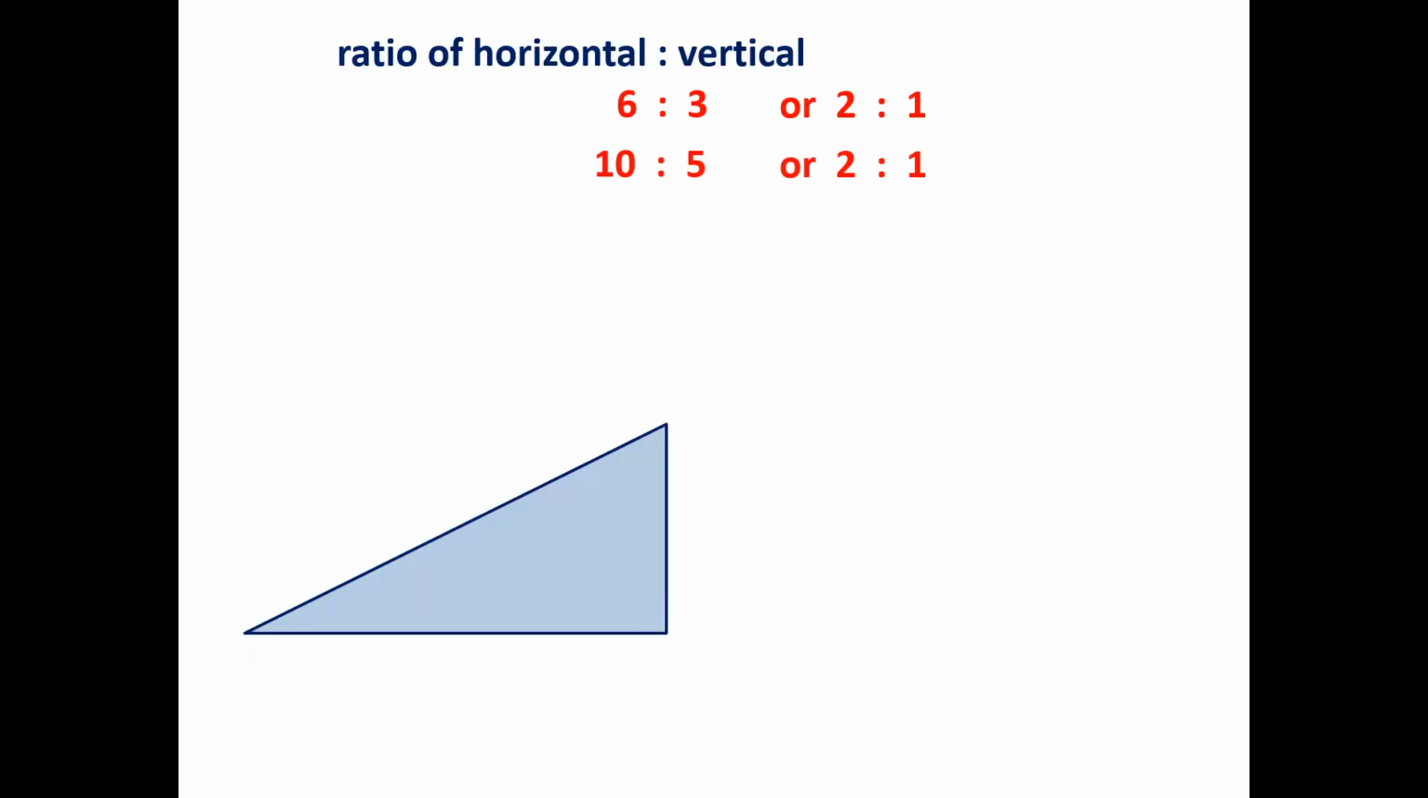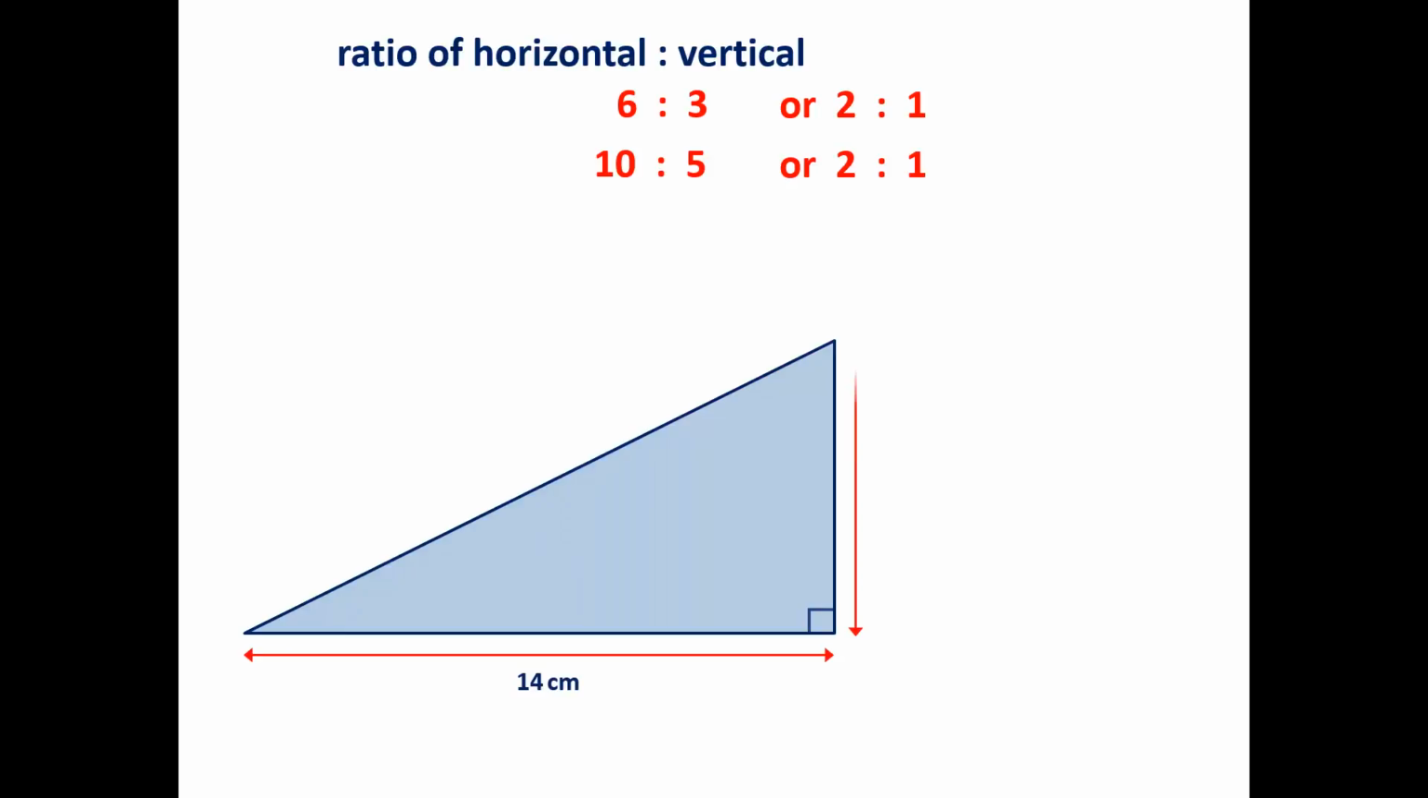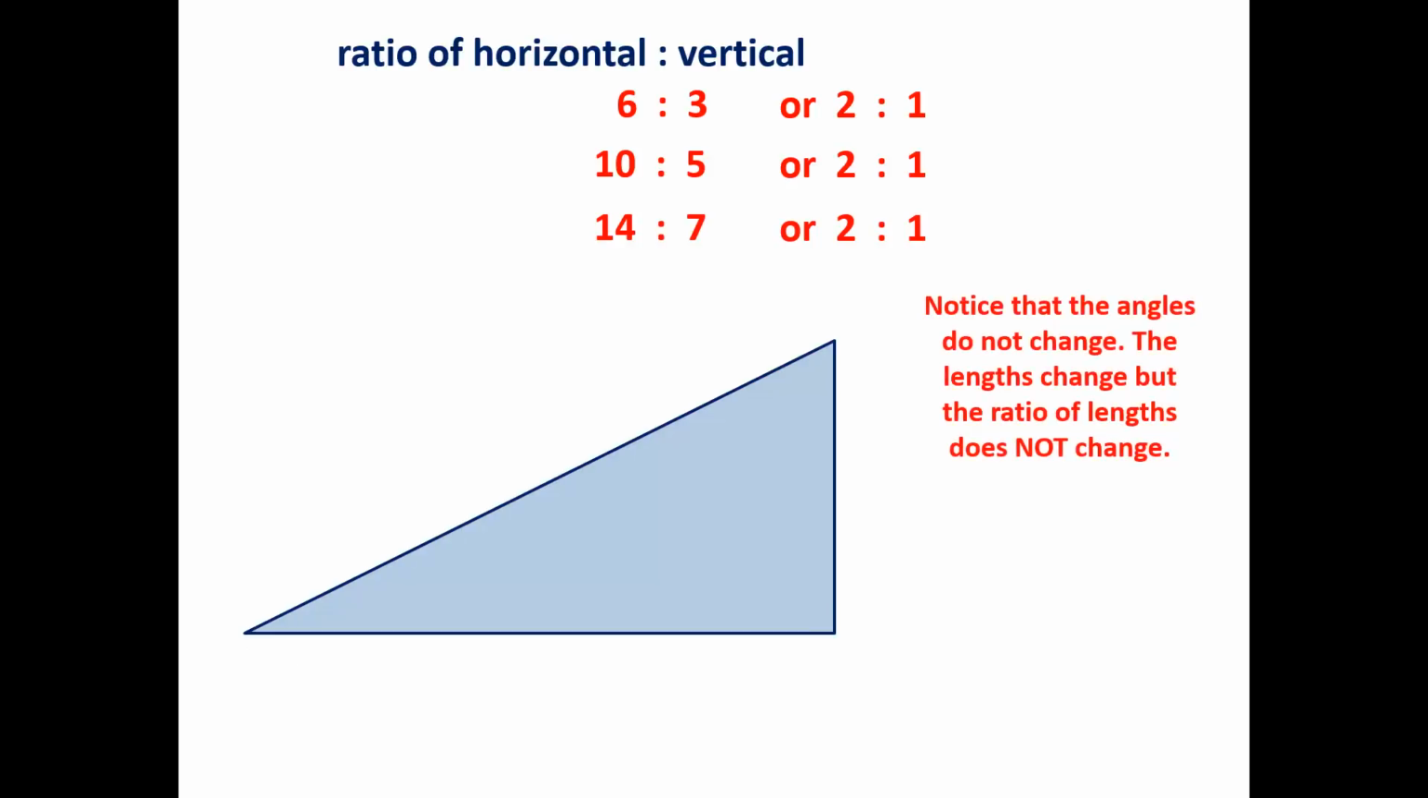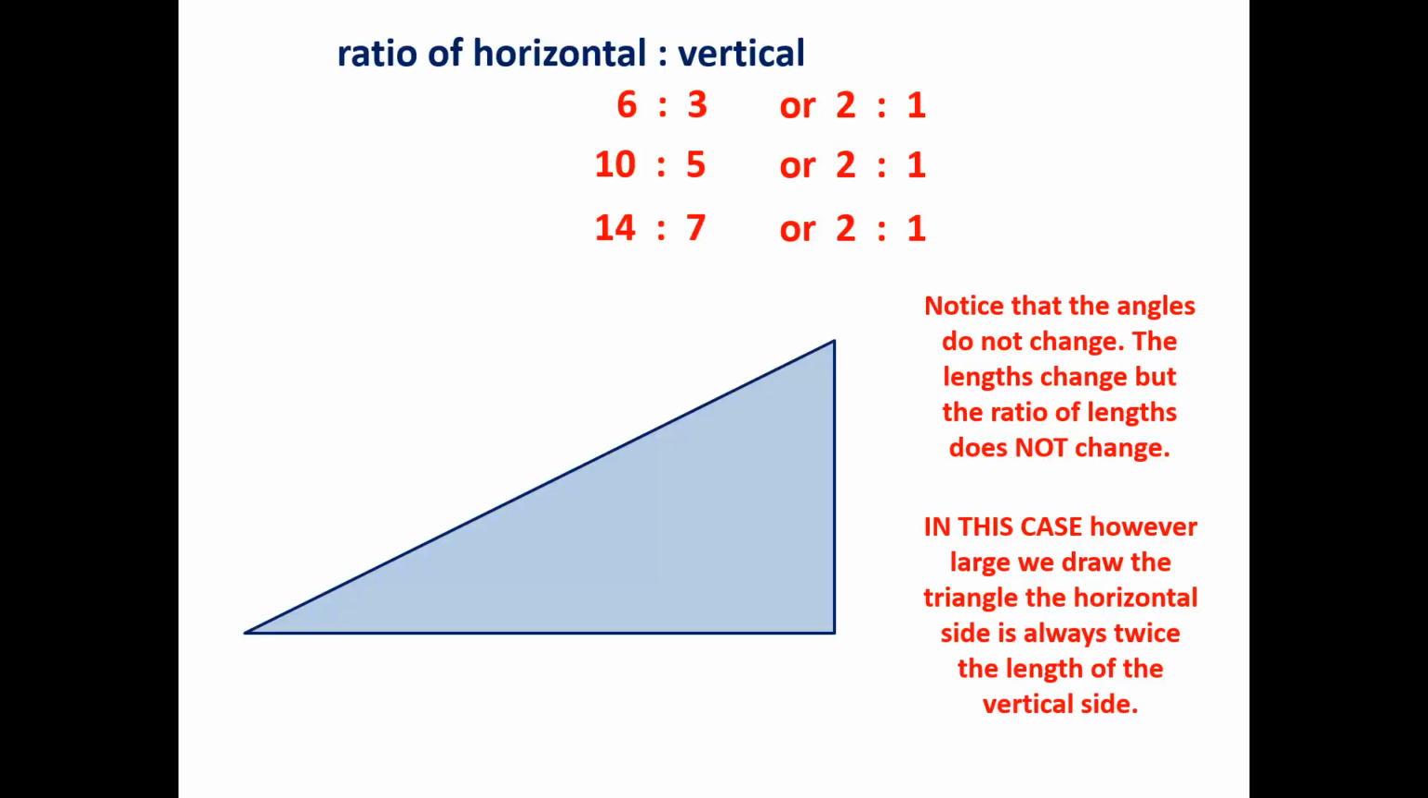Now let's draw another similar triangle. This one's bigger again, a bigger version of the first and second ones. That distance I measured to be 14, and that was 7. So we see the ratio is 2 to 1. So what we're saying is the angles don't change. Similar triangles, angles don't change. The lengths change, but the ratio of lengths doesn't change. So in this particular example, however large we draw the triangle, the horizontal length is always twice the vertical length.